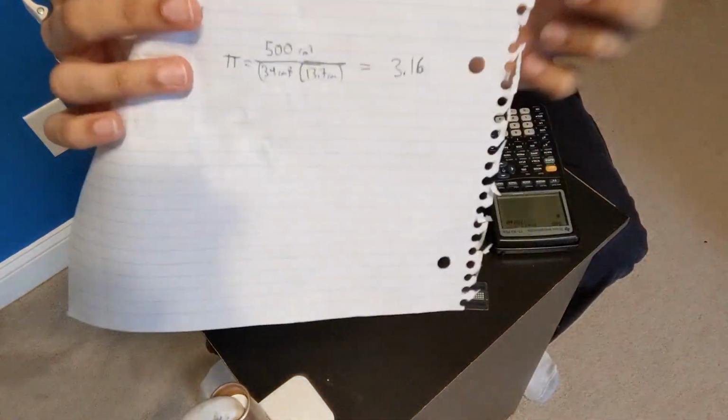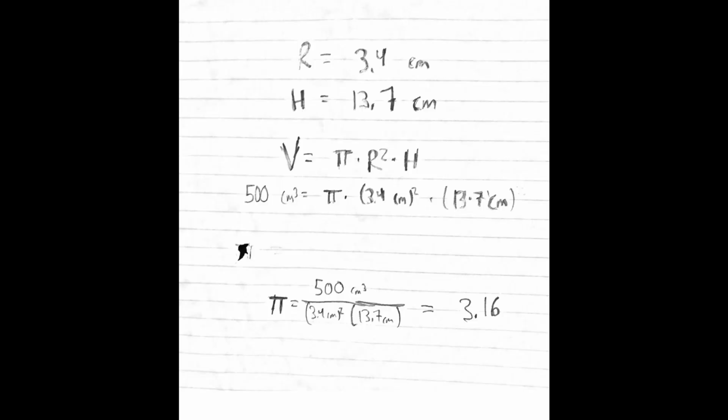So I've just finished up with the calculations, and as you can see here, what we can do is use the formula for the volume of a cylinder. So the volume is equal to pi times r squared times h, and we know r and h, and we also know that the volume is 500 milliliters or 500 centimeters cubed, and so we can substitute all of that in and rearrange it to get this nice expression for pi. And when I plug that into my calculator, I get that pi equals 3.16.